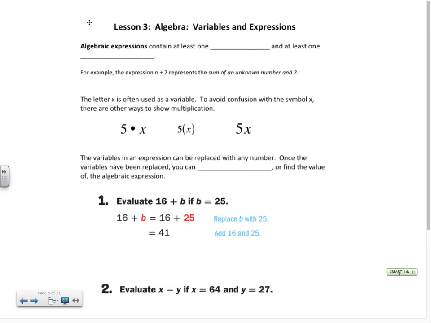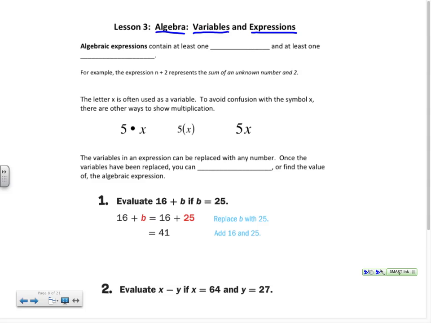3 entitled Algebra, Variables, and Expressions. So notice our title, we've covered expressions, and now we're including variables. That's what makes this lesson an algebraic lesson. So follow along and fill in the blanks as I read through this.